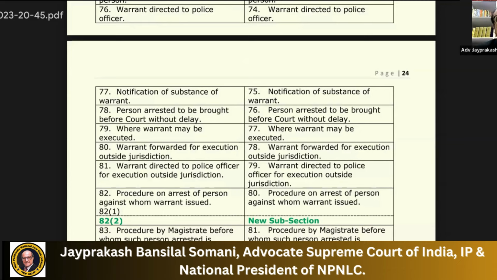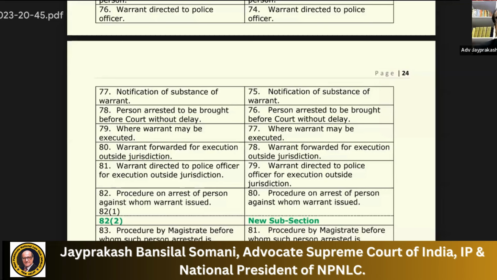Section 79, where warrant may be executed. Its corresponding section was 77 in CrPC. Section 80, warrant forwarded for execution outside jurisdiction. Its corresponding section was in CrPC section 78. Section 81, warrant directed to police officer for execution outside jurisdiction. Its corresponding section was in CrPC 79.